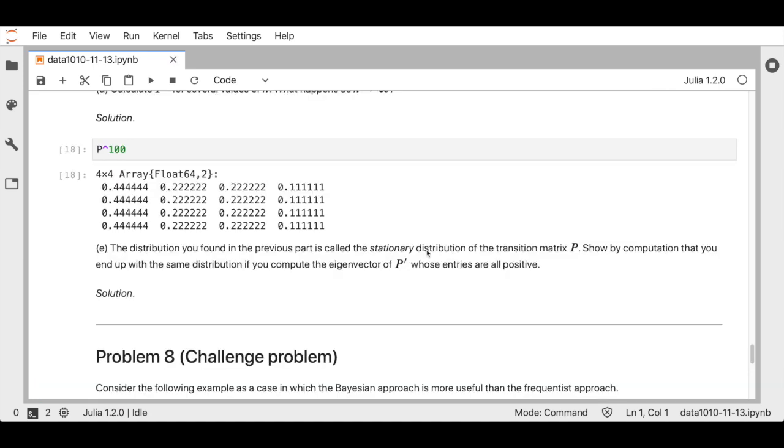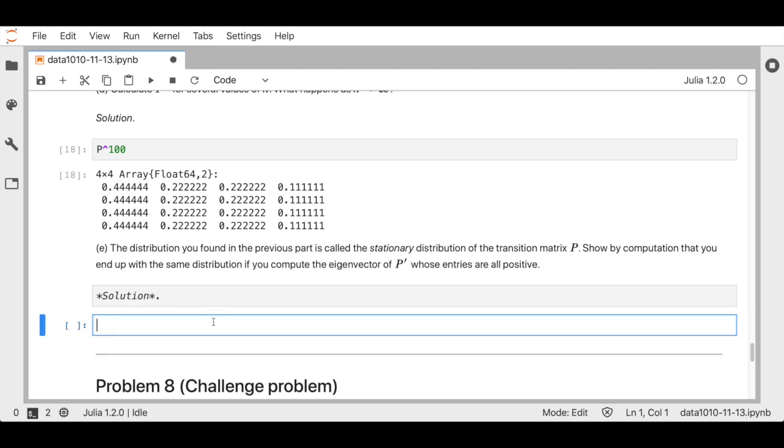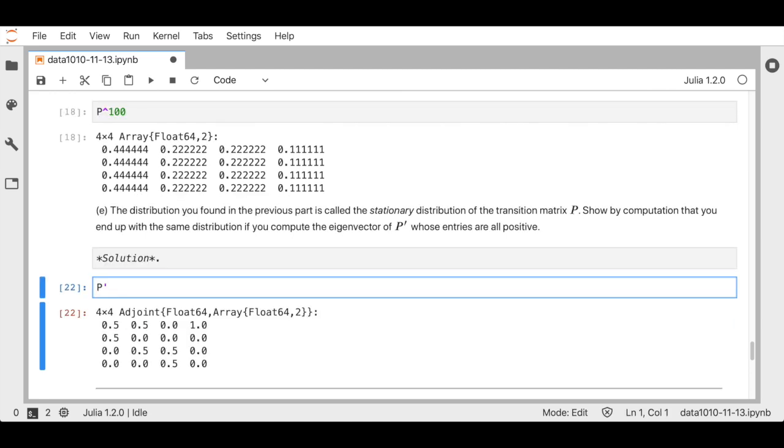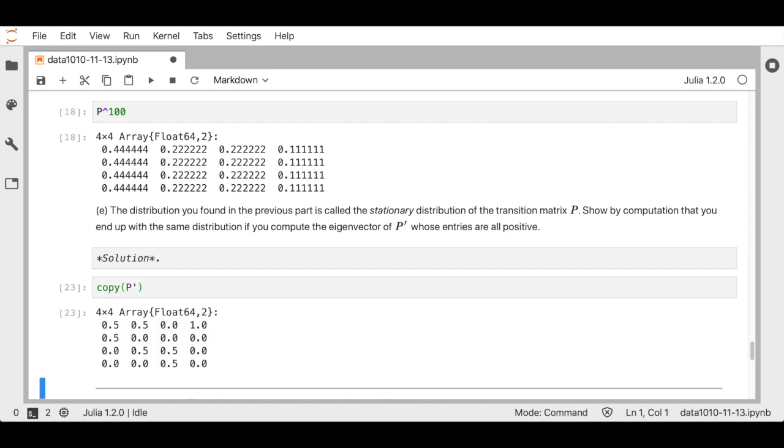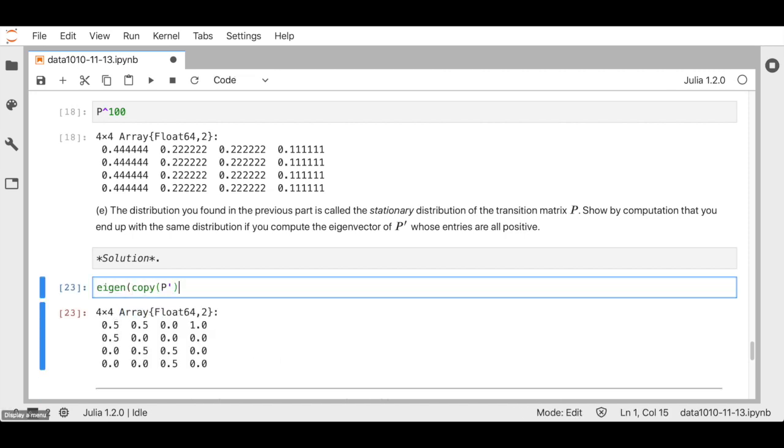So in part E, we'll look at yet another way to get the stationary distribution, which is to compute the spectrum of P transpose. So we'll look for the eigenvectors, and specifically we'll look for the one which corresponds to an eigenvalue of 1. So if we transpose P, we get an adjoint, and for some reason eigen is not prepared to handle adjoints. So we can do this trick of copying P transpose to get an ordinary array, and then we can call eigen on that.